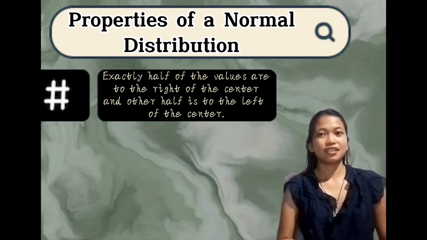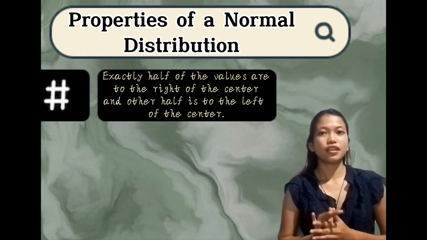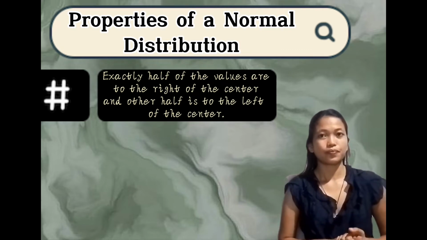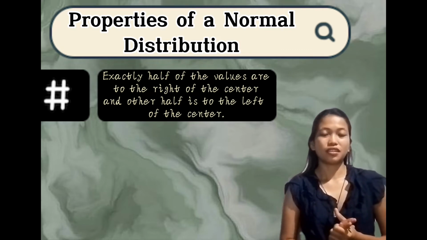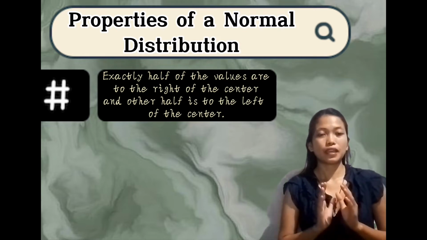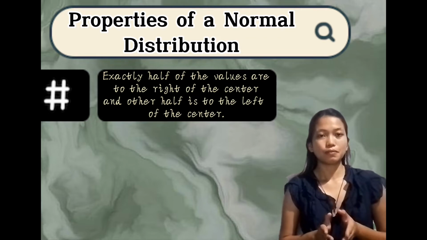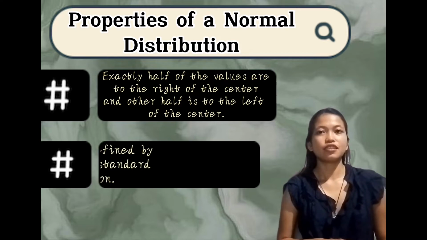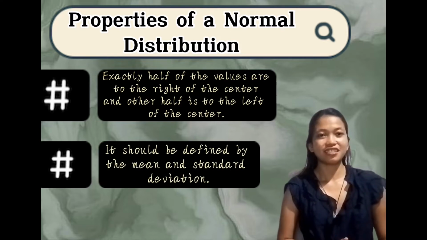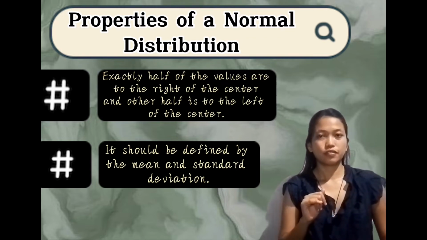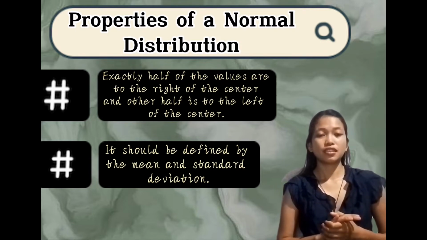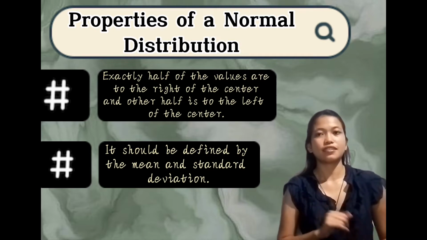Next property is, there should be exactly half of the values to the right of the center and exactly half of the values to the left of the center. Since the graph is symmetric, then we assume that each side of the graph from the mean is equally distributed. Next property is the normal distribution should be defined by the mean and standard deviation, where the mean measures the peak of the curve and the standard deviation measures how the curve stretches or squeezes.